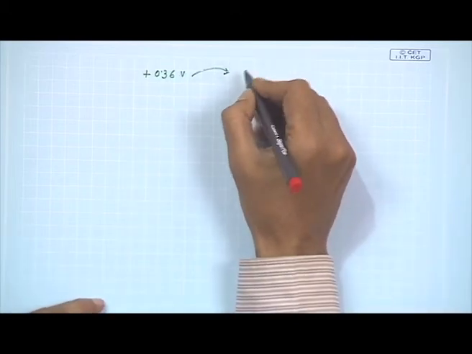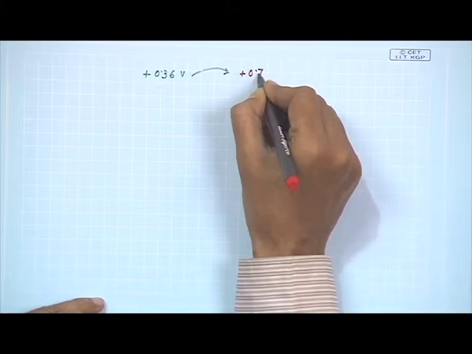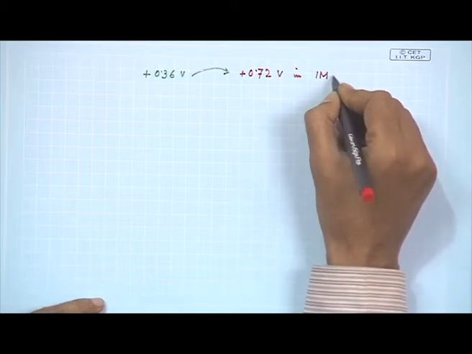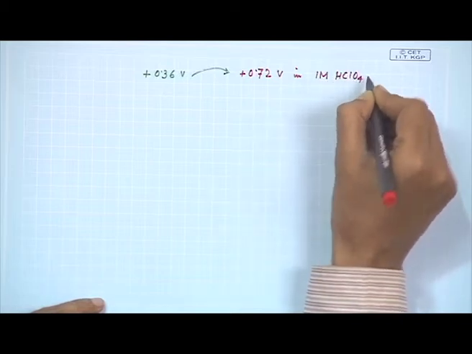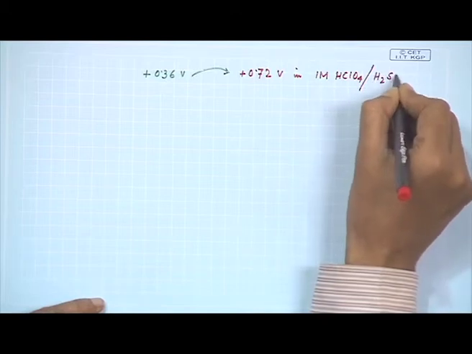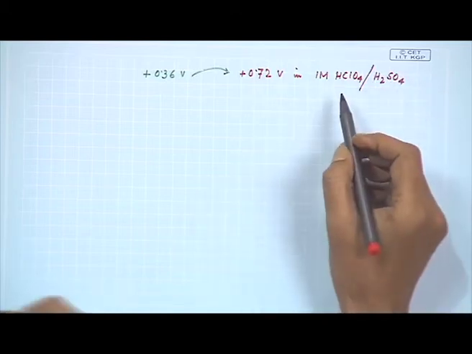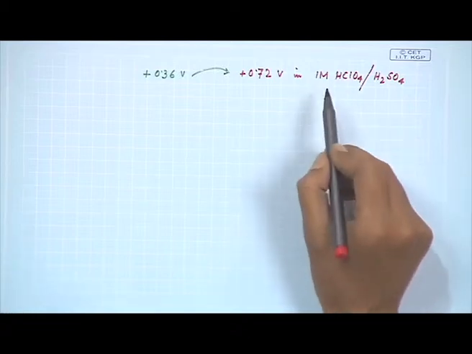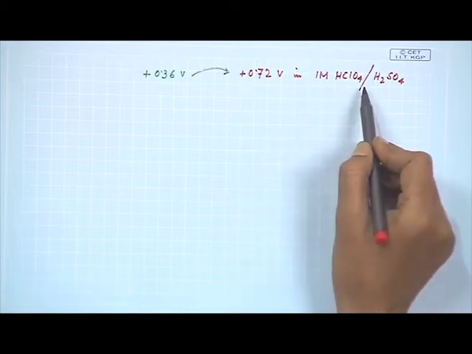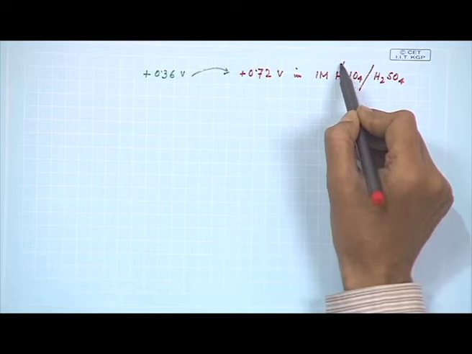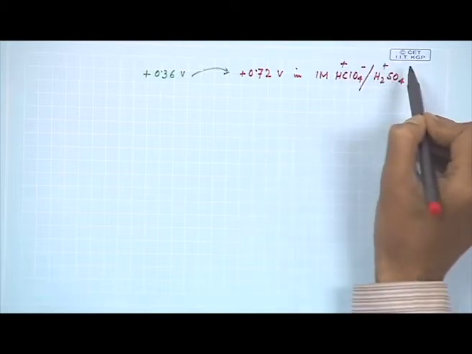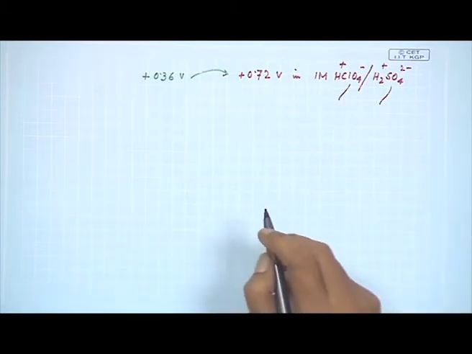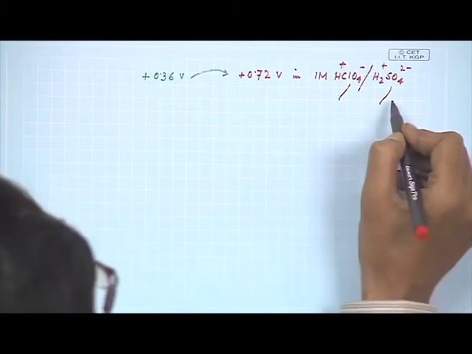This can be pushed to a value of plus 0.72 volt in 1 molar perchloric acid or sulfuric acid. But interestingly, in this case you are supplying H plus and ClO4 minus, or 2 H plus and SO4 2 minus, and earlier we were talking about the complexing capability of the perchlorate ion and the sulfate ion to the iron side.